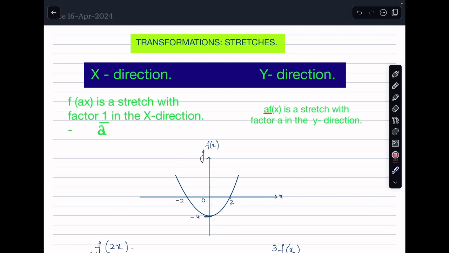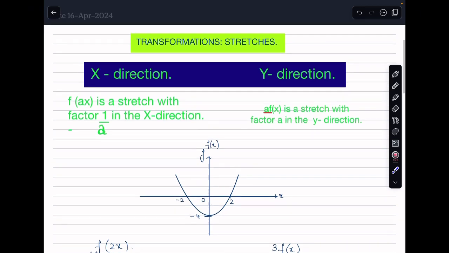In the x direction, we have to divide the x roots by a. In the y direction, we have to multiply the y values by the factor a. So let's do an example to clarify the concept. Let's say that the basic quadratic graph is such that the function is intersecting the x-axis at -2 and +2, having the y-intercept at -4. This is a basic quadratic graph with roots at -2 and 2 and the y-intercept at -4. Let's transform it for stretches along the x-axis and along the y-axis.